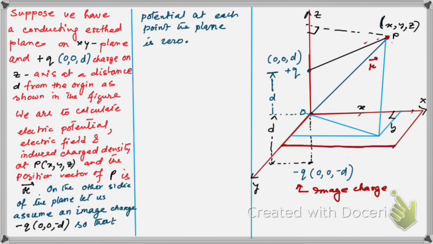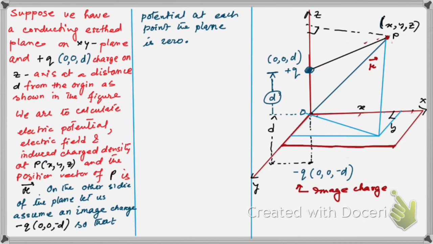So we have considered on the xy plane, this is the conducting surface. Now here is the charge Q, positive, at a distance d from this infinite conducting surface. From this surface, this positive Q is at a distance of d on the z-axis. So its coordinate is, suppose, (0, 0, d).